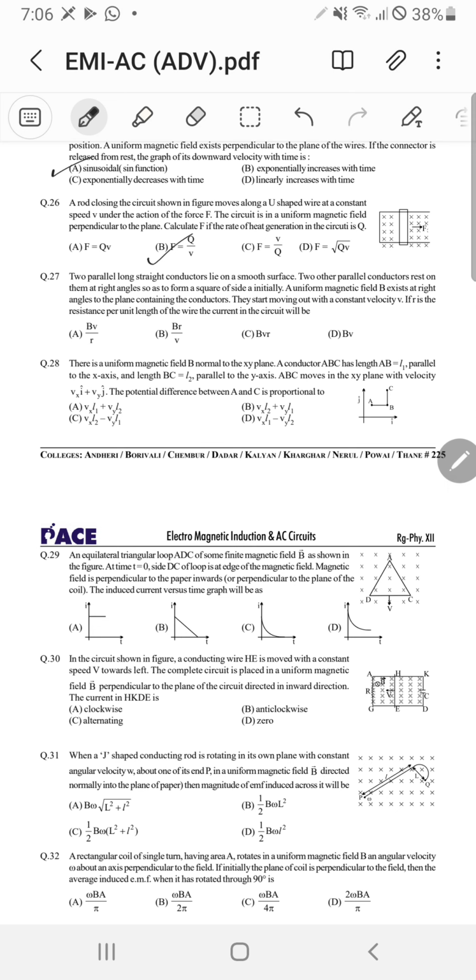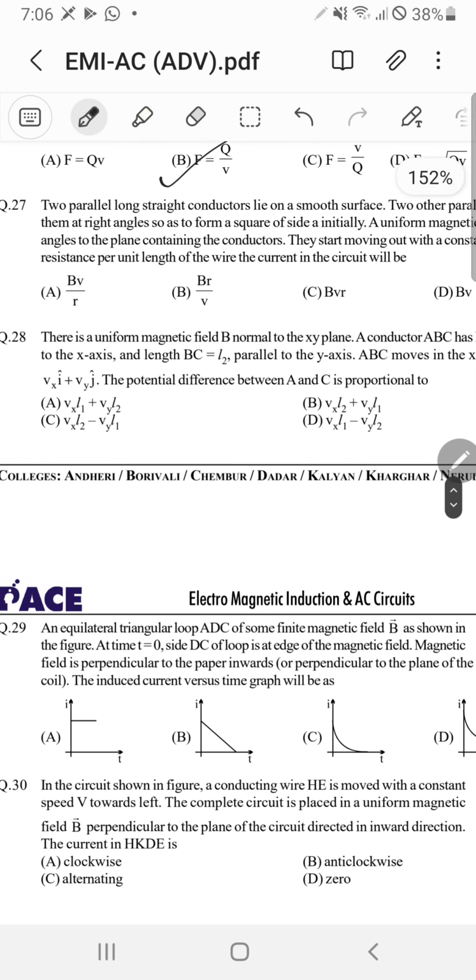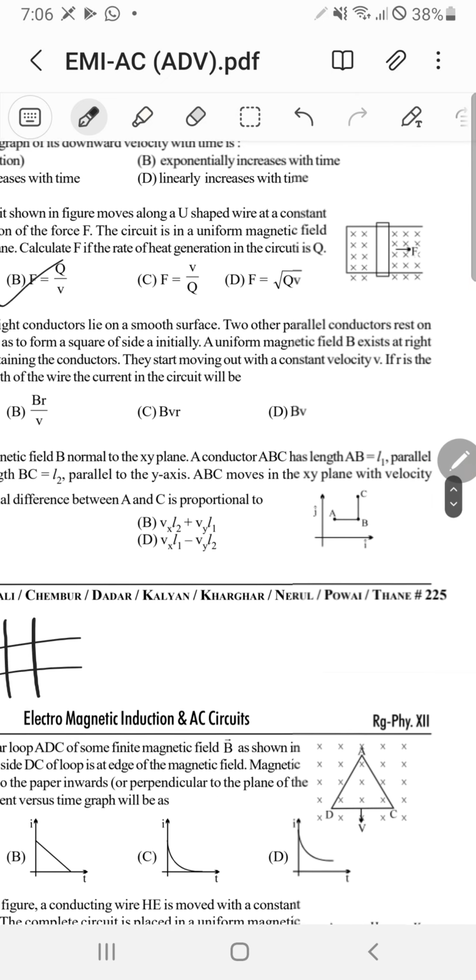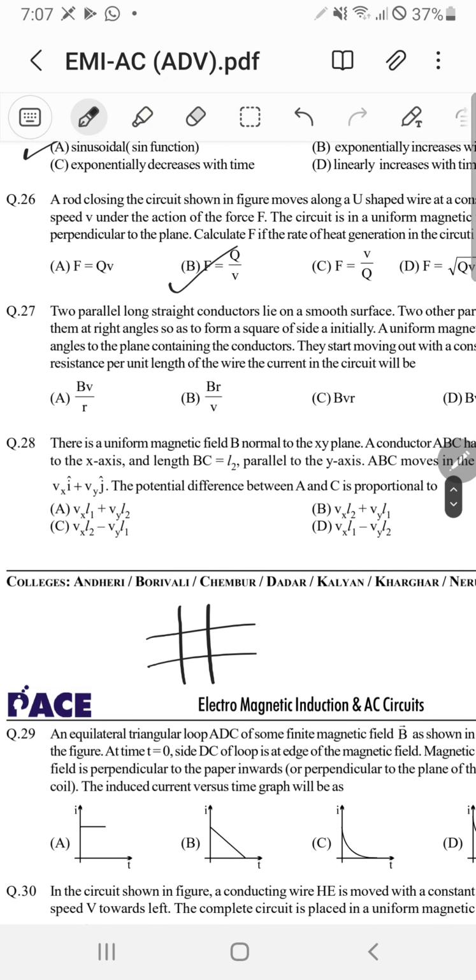Cool. Two parallel long straight conductors lie on smooth surface. Draw this. Two parallel long straight conductors on smooth surface. Two other parallel conductors rest on them at right angles. Okay, I've seen this construction. A uniform magnetic field B exists at right angles to the plane. Okay, cool. They start moving out with constant velocity V. Constant velocity V. Which one? Maybe this one? And what do they mean by they? This is stupid. Okay, if R is the resistance per. Okay, that's fine. There's resistance over there.